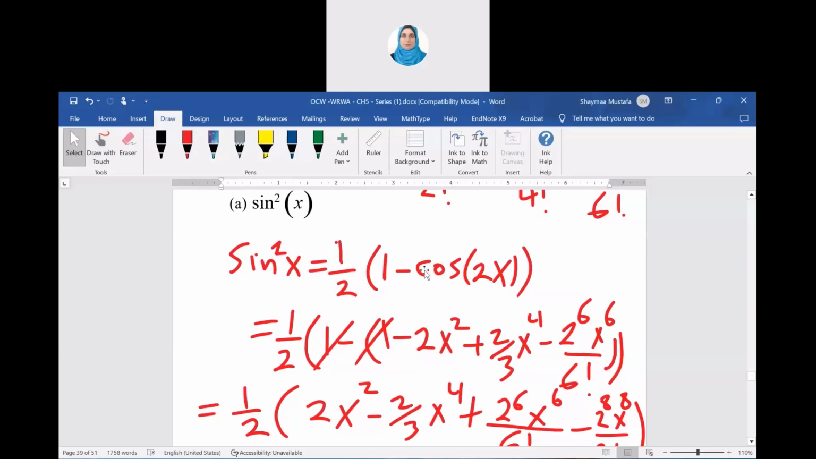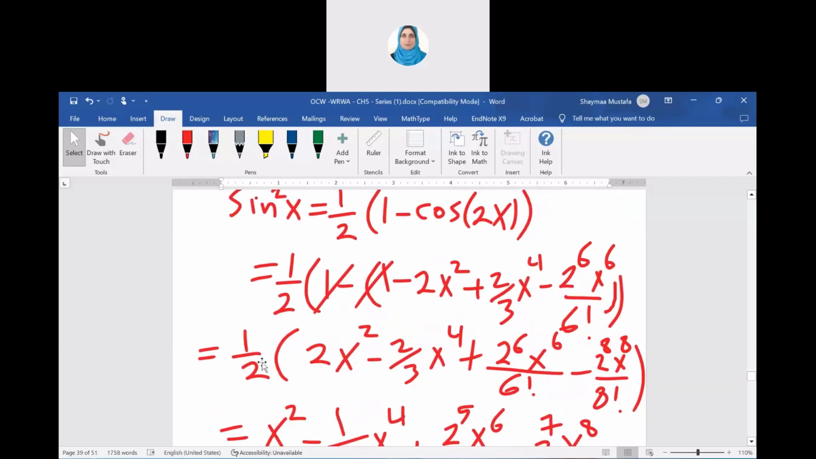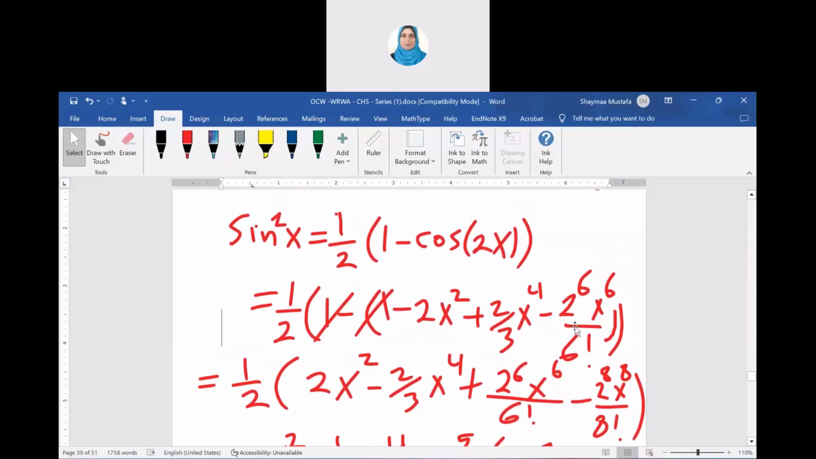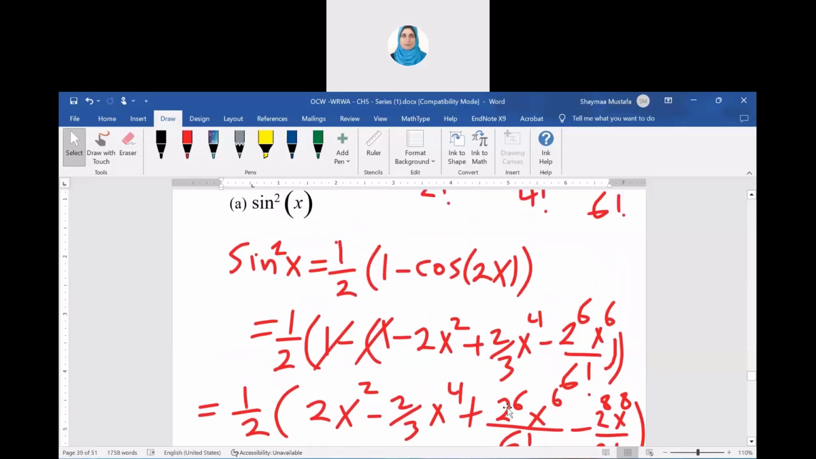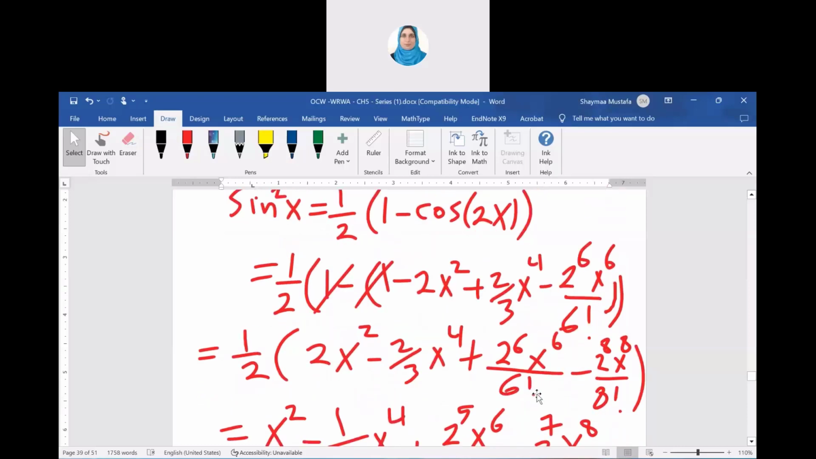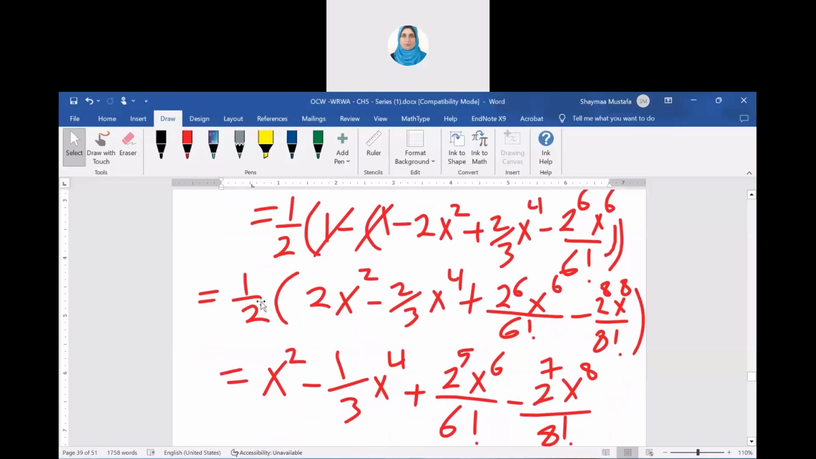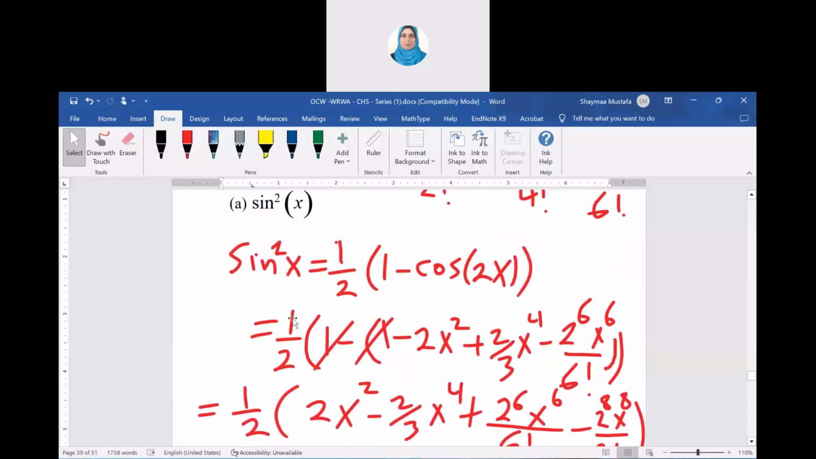So 1 over 2, 1 minus cos 2x. So it becomes 1 over 2, and 1 with minus 1 will be cancelled. So you have minus minus 2x squared, which is 2x squared, minus plus 2 over 3 x to the power 4 is minus 2 over 3 x to the power 4. Minus minus is plus 2 to the power 6, x to the power 6 over 6 factorial. So now divide by 2, and you will have the Maclaurin series of sine square x. We find it by using cos x or cos 2x. No need to go and evaluate from the beginning.